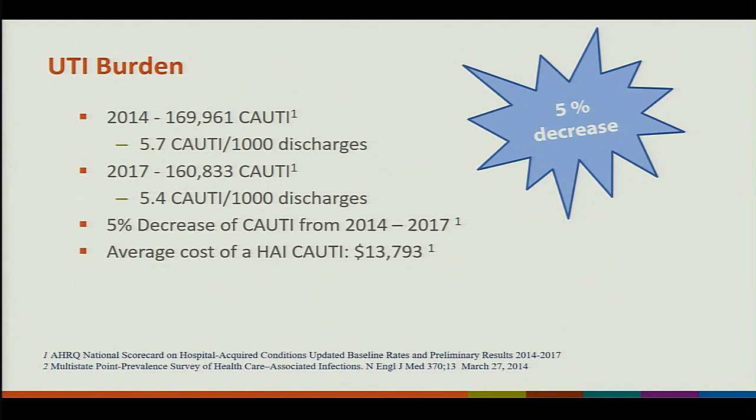The average cost of a CAUTI in the hospital can be anywhere between $5,000 and $14,000 per admission, dependent on the drug being used and the length of stay. And UTI continues to be ranked number 4 HAI in the United States.